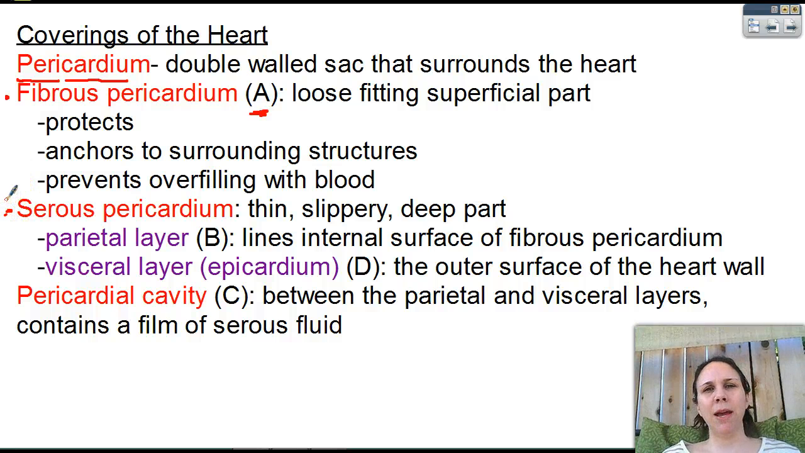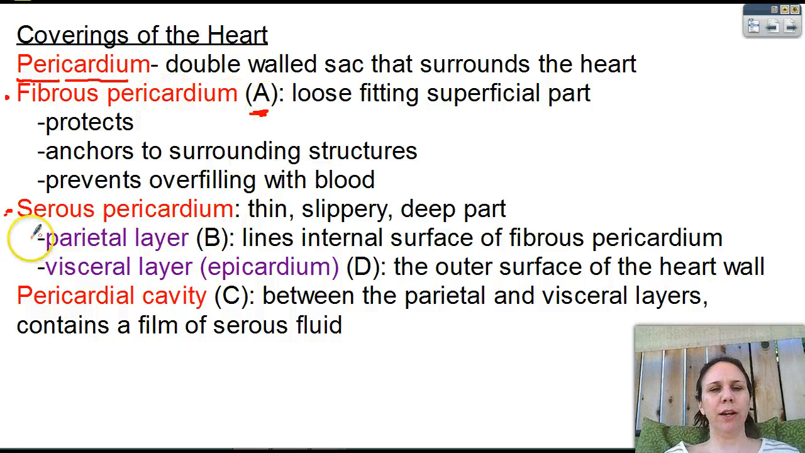Okay, the other part is we have the serous pericardium. If you remember way back to Unit 1, we said that there's 2 different types of serous membranes. One that sits directly on the organ and one that surrounds the organ. So if it's right on the organ, we call it visceral, and on top of it we call it parietal. So we have the serous pericardium, which is thin and is a little bit deeper than the fibrous. So if I were to cut open the fibrous, the next thing I would see is the serous pericardium. It's thin, it's a little bit slippery because it's serous fluid. It's deep in relationship to the fibrous.